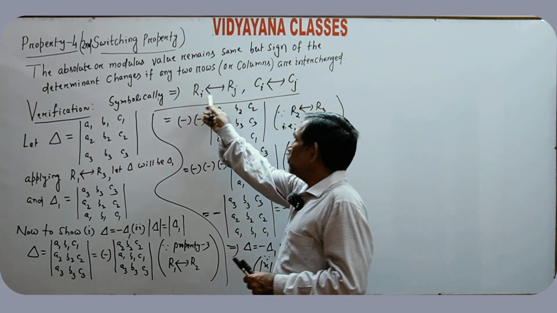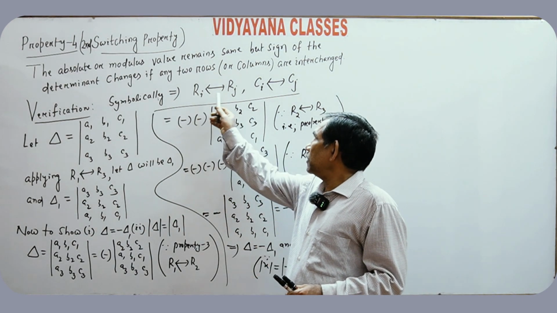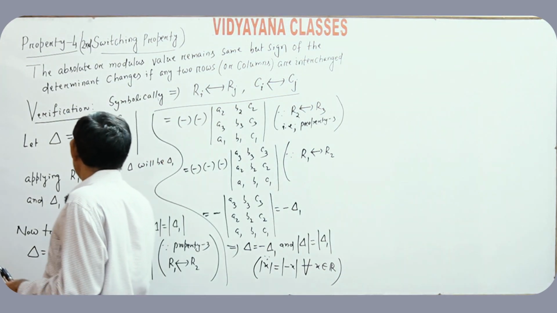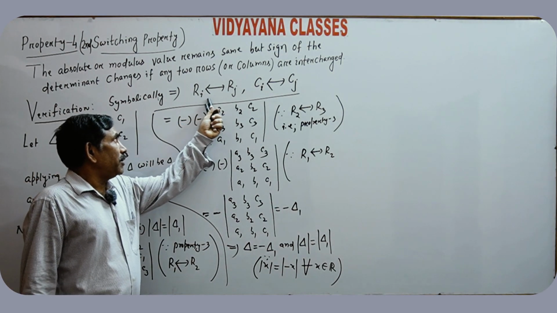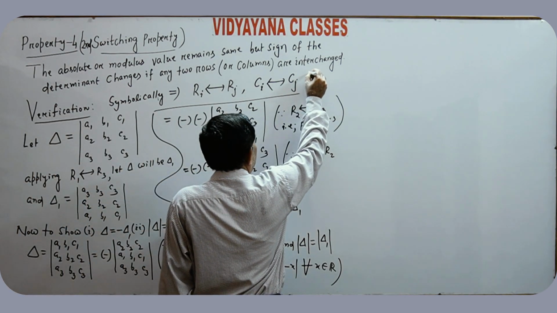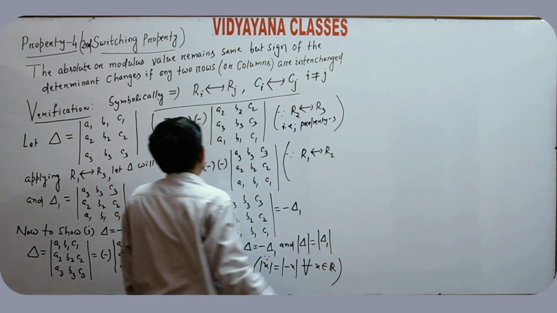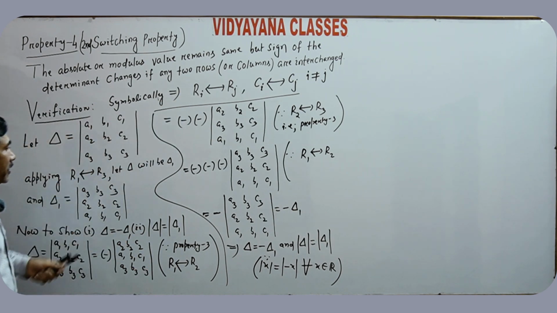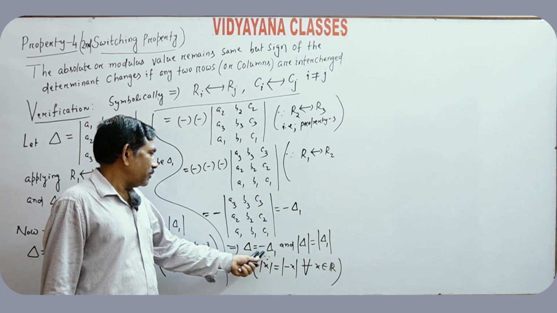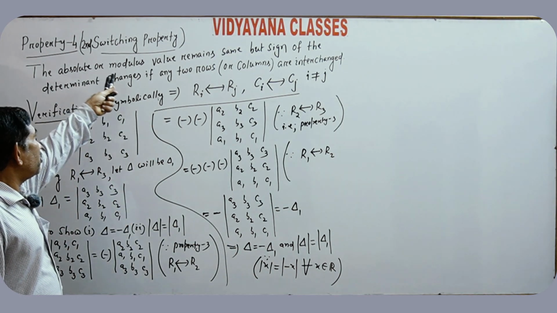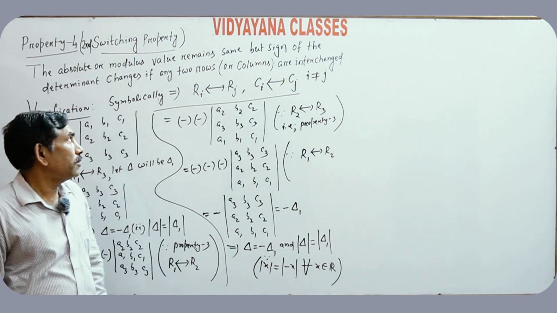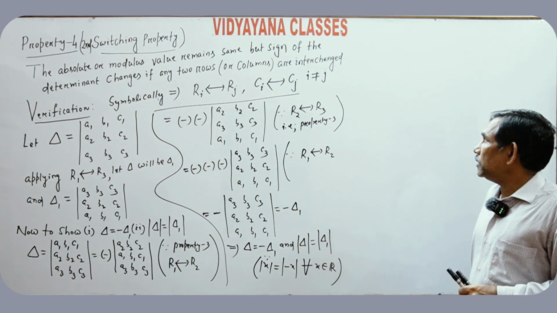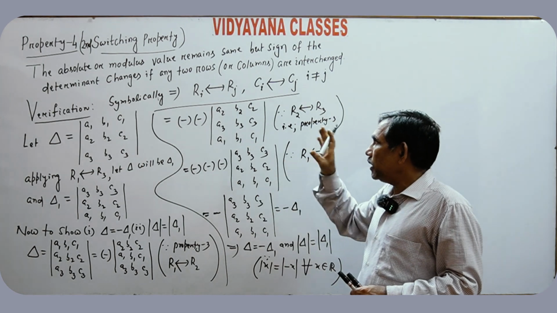Interchanging the rows Ri and Rj, that means Ri is the ith row and Rj is the jth row, where i is not equal to j. Interchanging any two rows, the sign of the determinant changes, but the absolute or modulus value remains the same. Similarly, interchanging any two columns will give the same result.